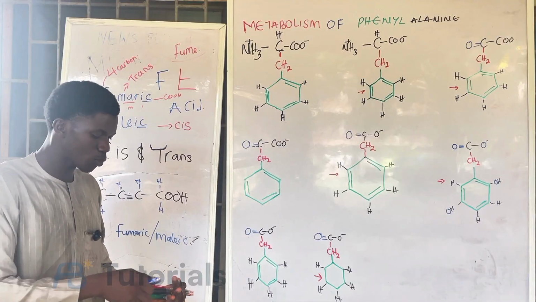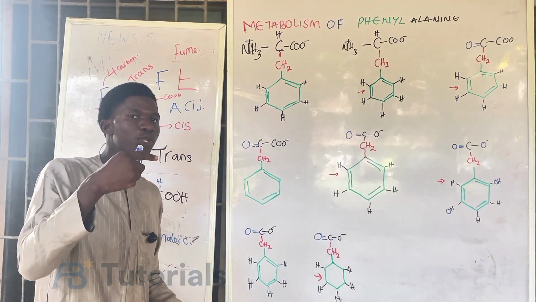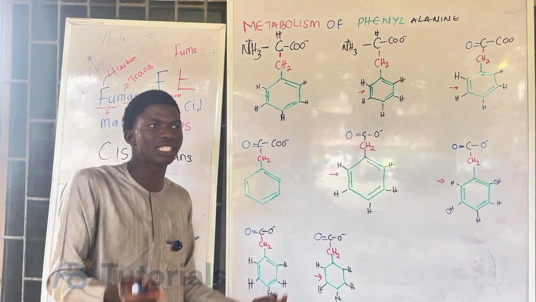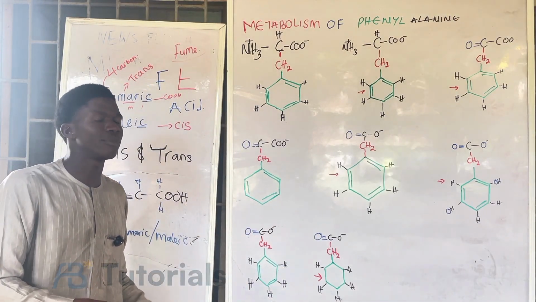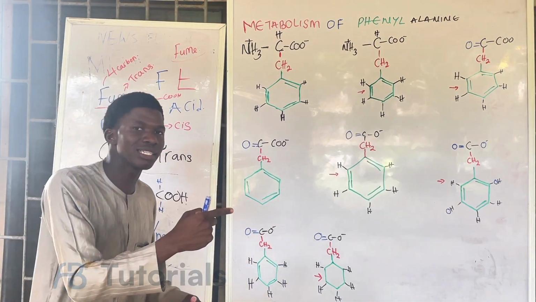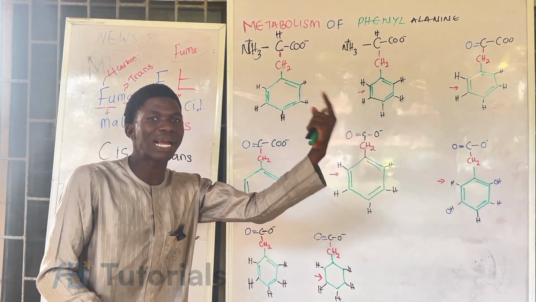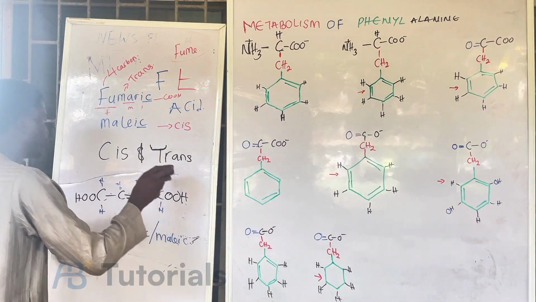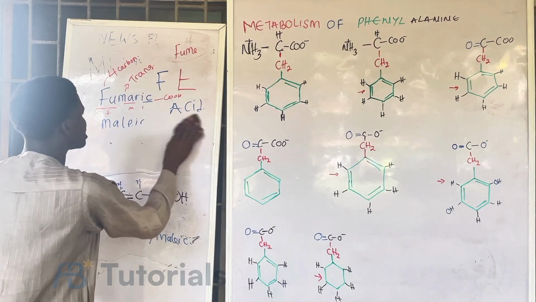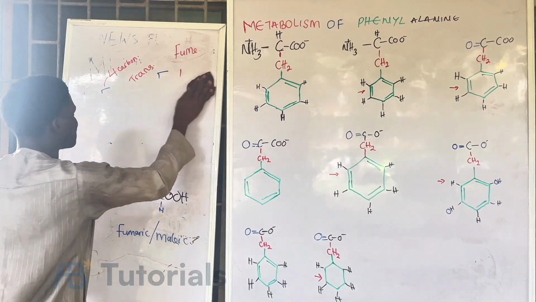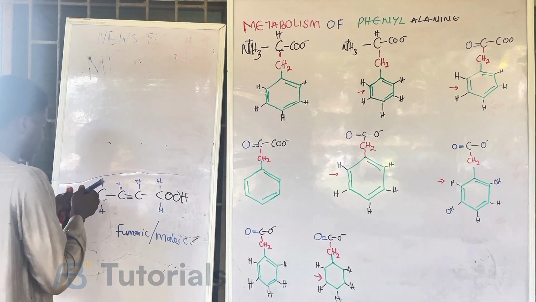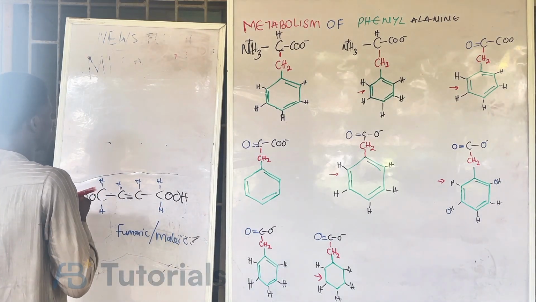And between fumaric and malic, which one do you think is the most stable? I mean, between trans and cis, which one do you think is stable? Cis is a stable isomer. Why? I'm sorry. Trans is a stable isomer. Why is cis not stable? Trans is stable. Why is cis not stable? And do you know why I say that? Because in trans, I will just show you this.